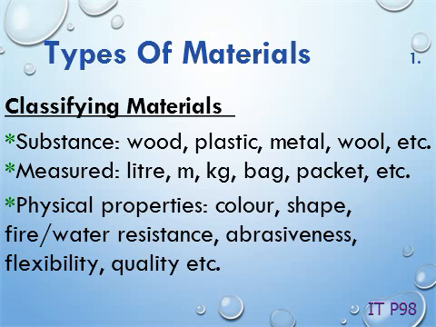1. There are 3 main ways to classify materials. By the substance they are made of, for example, wood, plastic, metal, wool, etc. By how they are measured, for example, by liter, meter, kilogram, bag, packet, etc. By their physical properties, for example, color, shape, fire or water resistance, abrasiveness, flexibility, quality, etc.